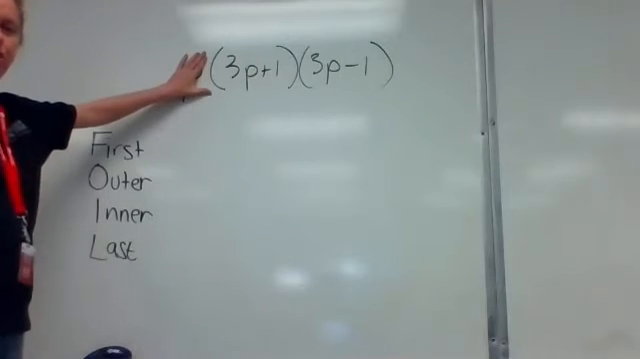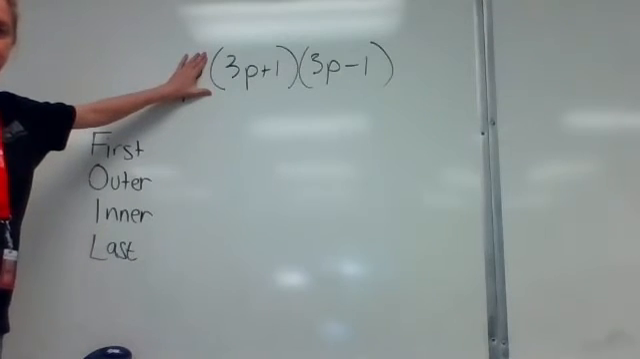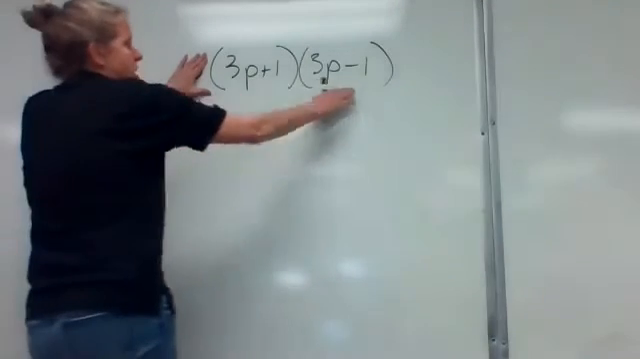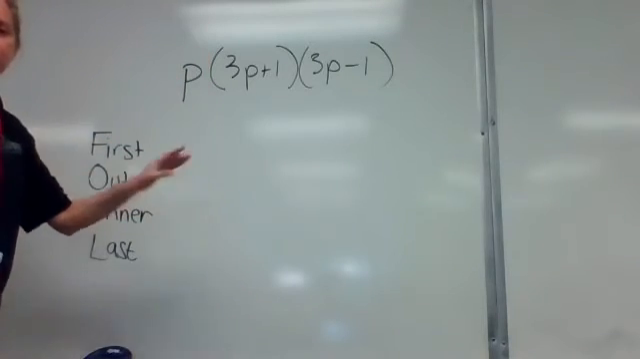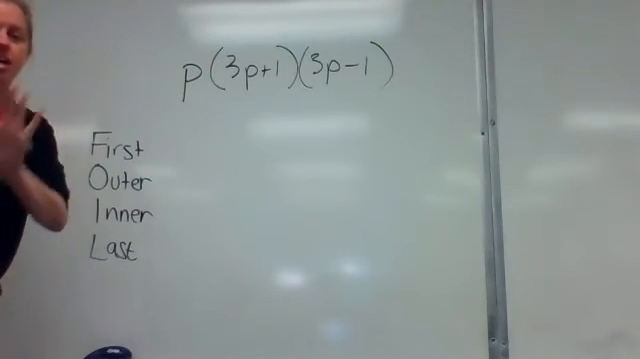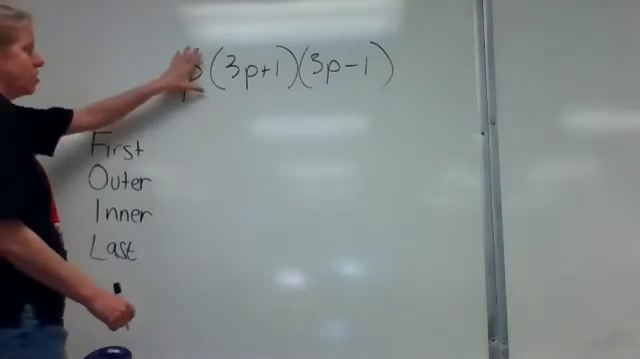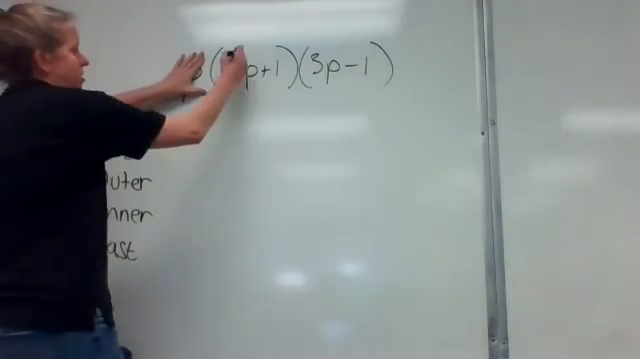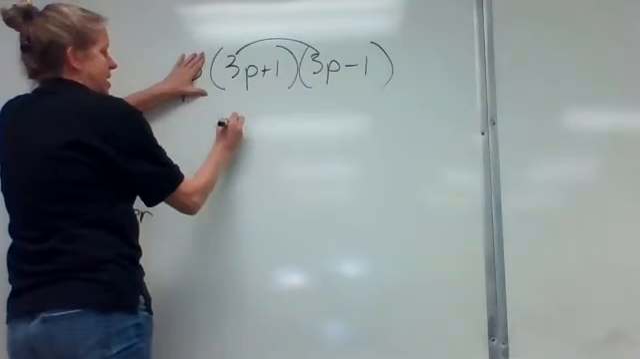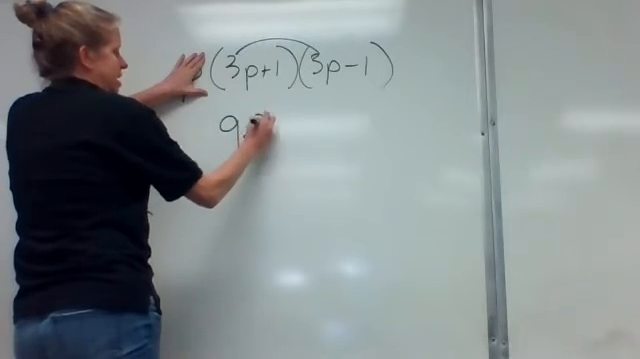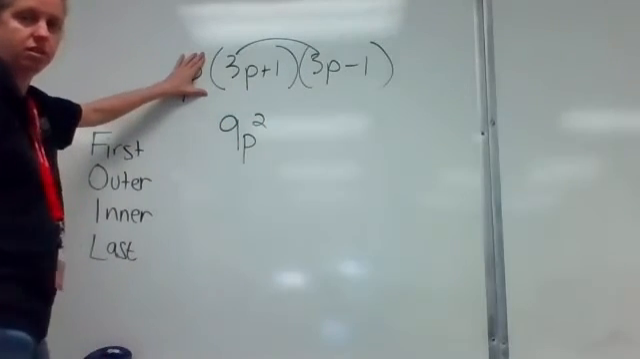So I'm actually just going to hold off on this P. I'm going to FOIL these two parentheses together. And then I'll bring down the P and put it in front of that, and you'll see what happens with it. So again, I'm just going to worry about this P later. I'm going to FOIL here. 3P times 3P gives me 9P squared.